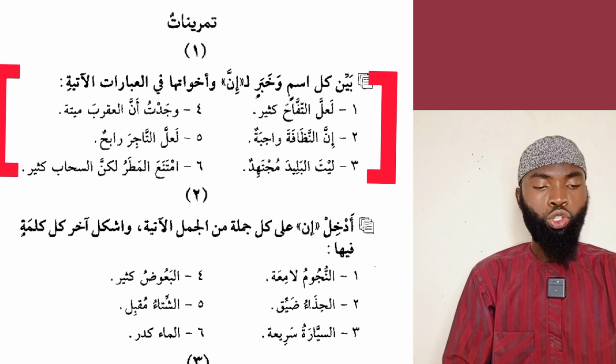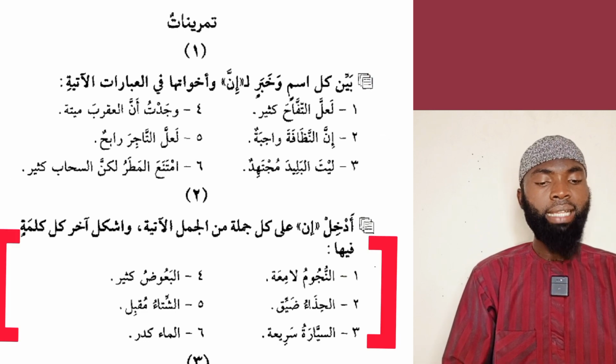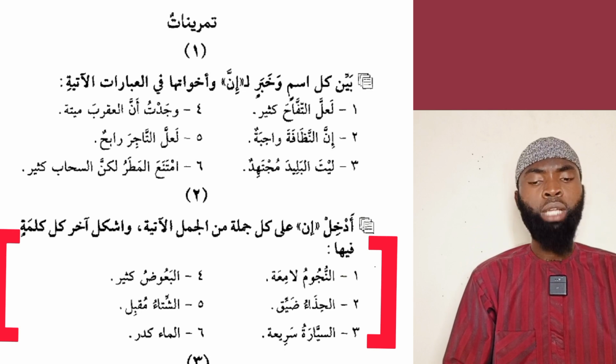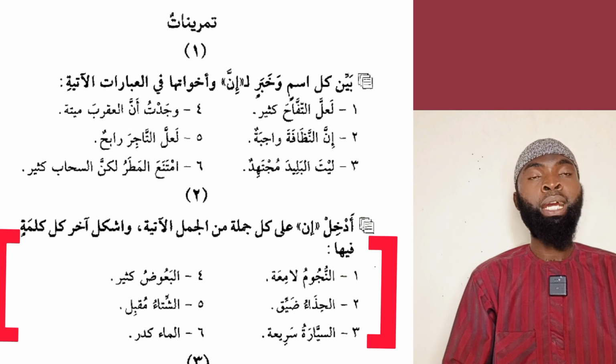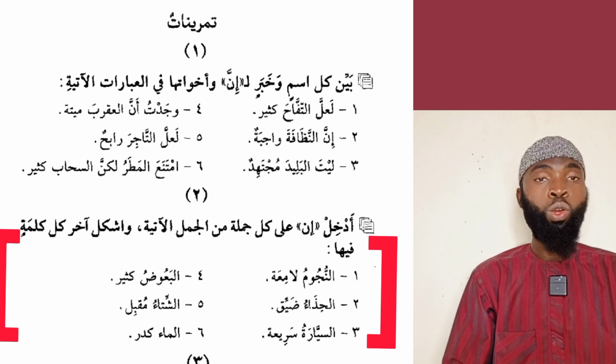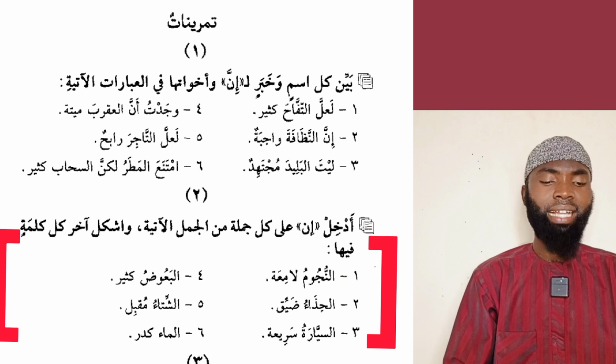Tamrin al-thani, exercise number 2. The instruction says adkhil inna ala kulli jumlatin min al-jumal al-atiya washkul akhira kulli kalimatin fiha. Introduce inna to each of the following sentences and record their endings by putting fatha or kisra at the end of the nouns you find. Number one, we have an-nujumu lami'atun. The stars are shining. What do we say? Inna an-nujuma lami'atun. Correct. Indeed, the stars are shining.